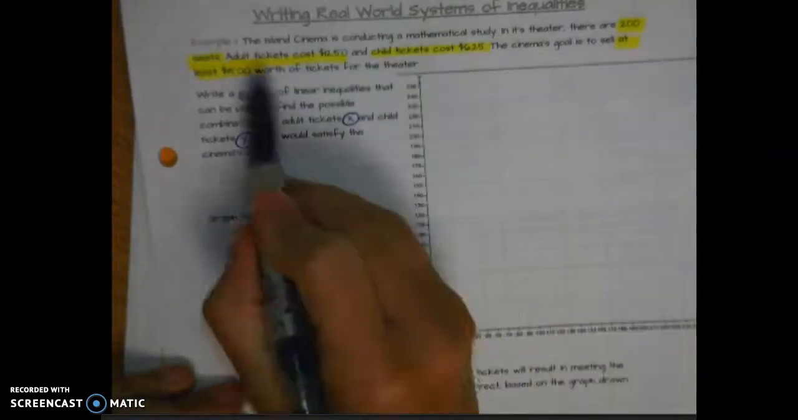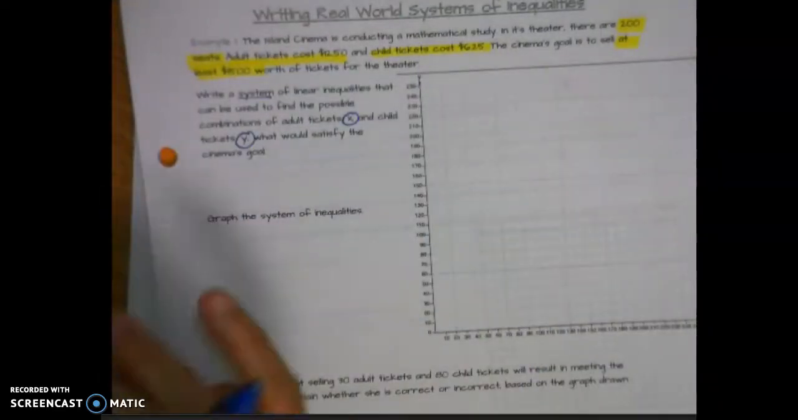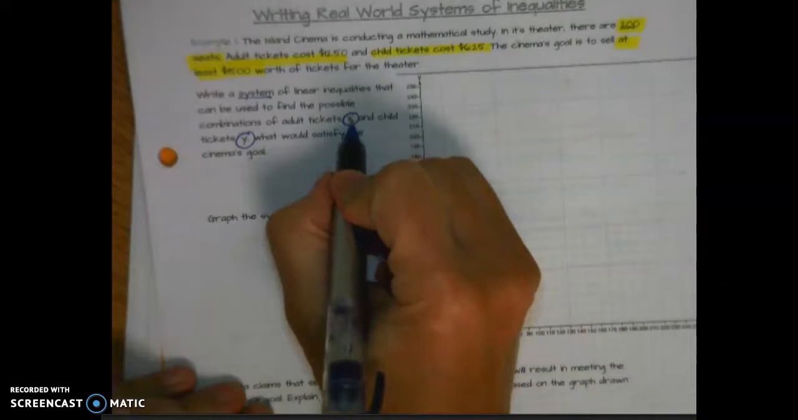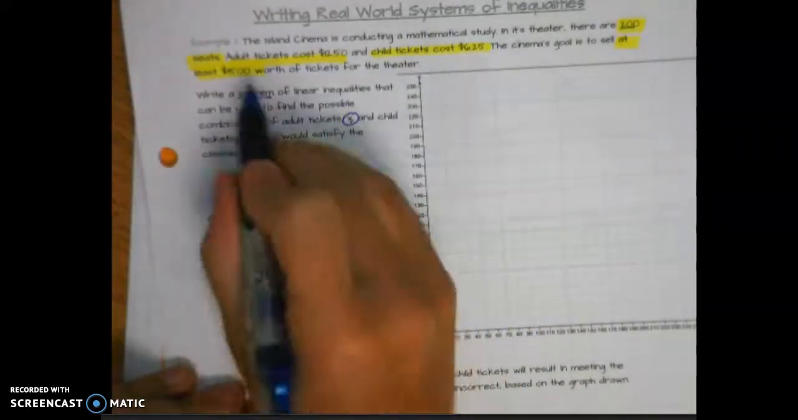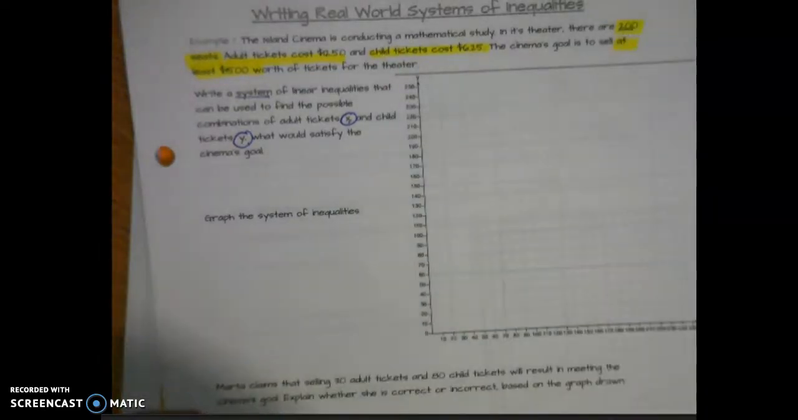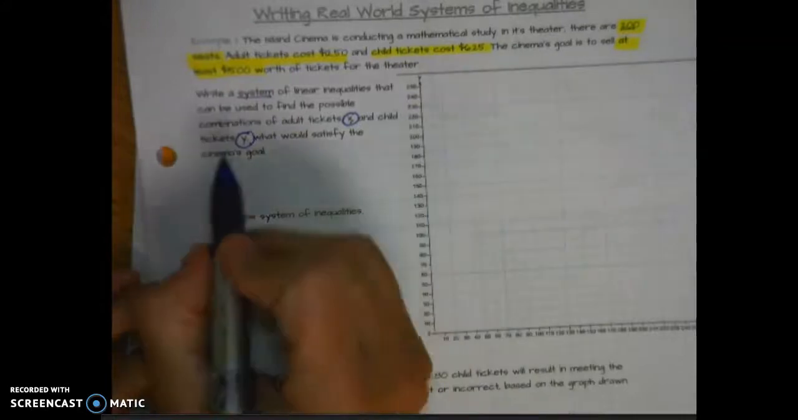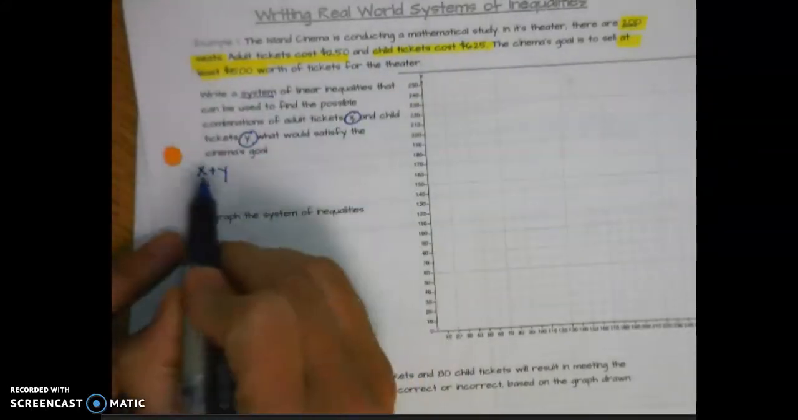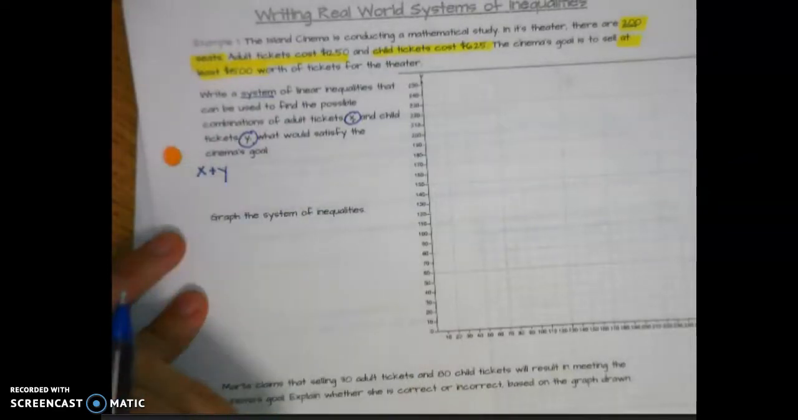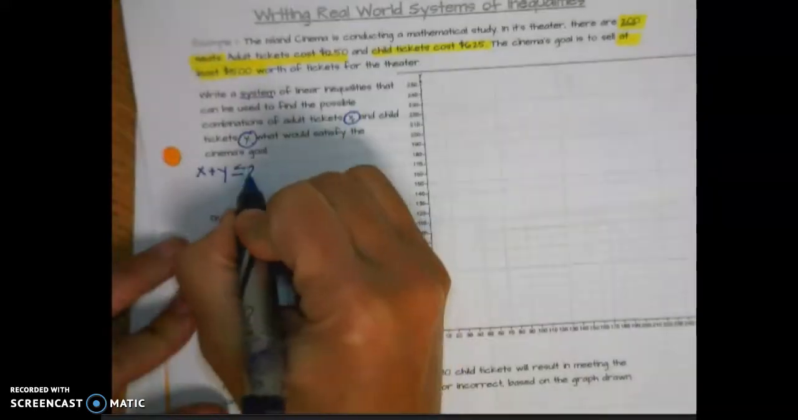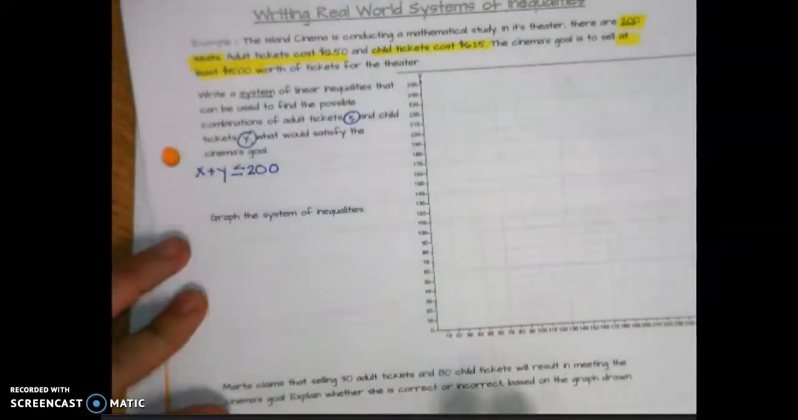So if there's only 200 seats, the total number of adult and child tickets they can sell are 200. So that means X and Y together, or the number of adult and children tickets together, cannot be greater than 200. So that means it has to be less than or equal to. So my first inequality is going to be X plus Y, right? Adult and child tickets together cannot be greater than 200. So less than or equal to 200. So that is one of my inequalities.